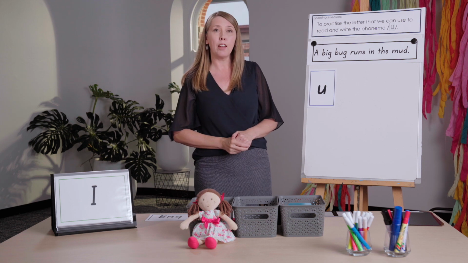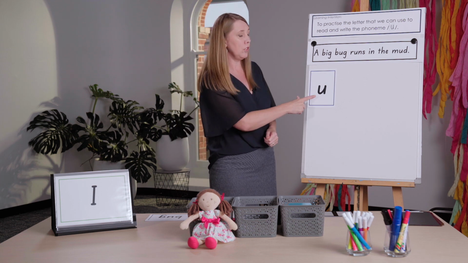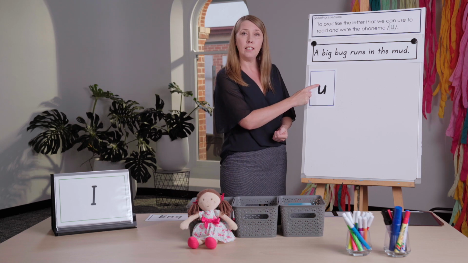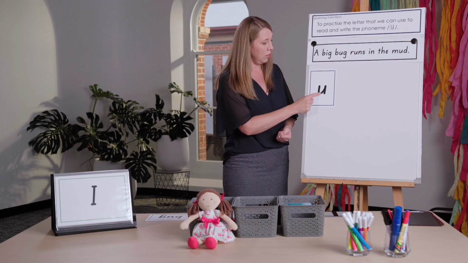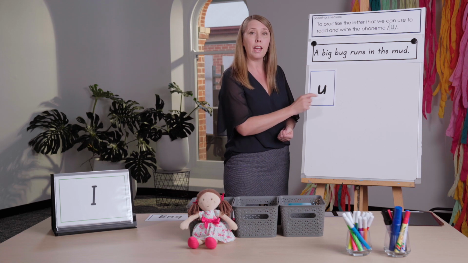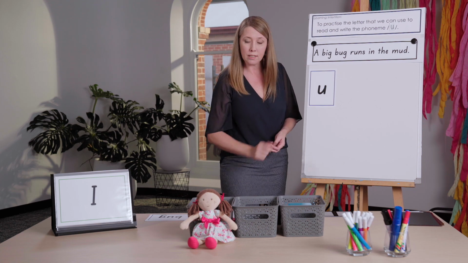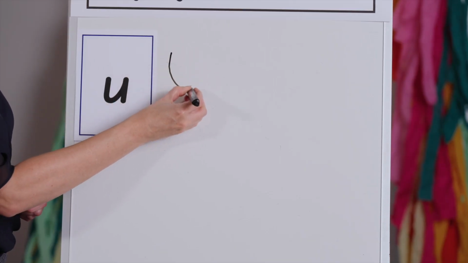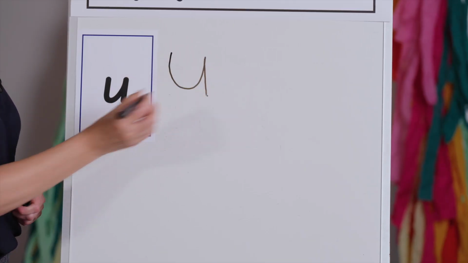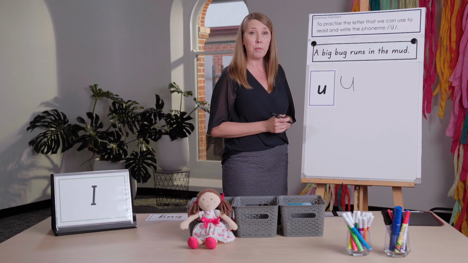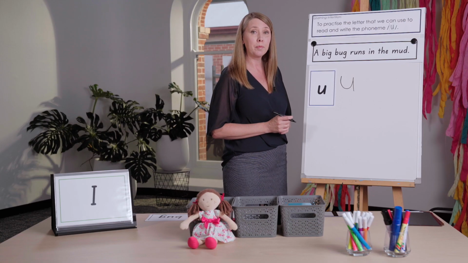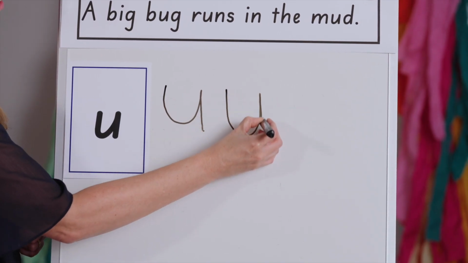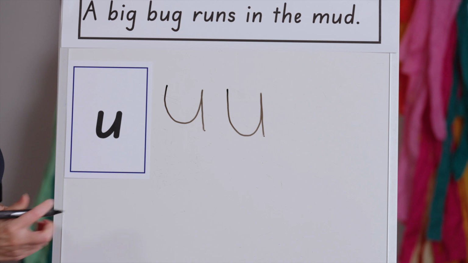Remember, the letter that we have been learning about is the letter U. Let's practice writing it again. When we start here, we go down, curl, up, and down. Let's write it on the board. Down, curl, up, and down. Have you got your pencil ready and your paper? Let's do one together. Down, curl, up, and down, U.